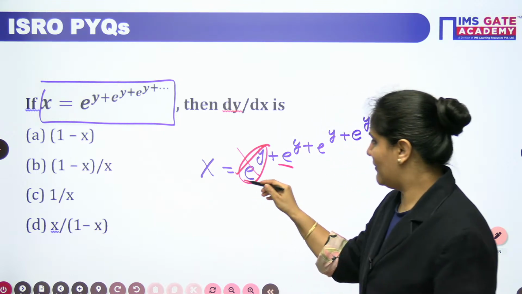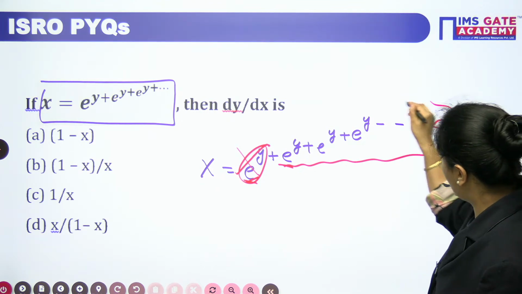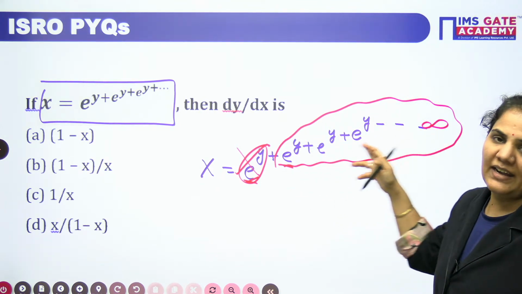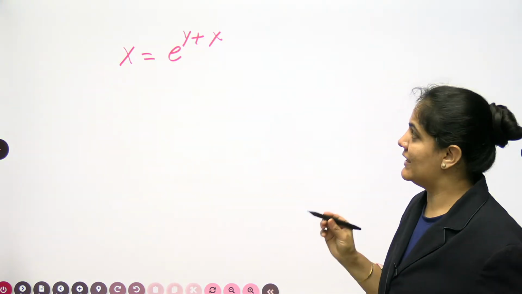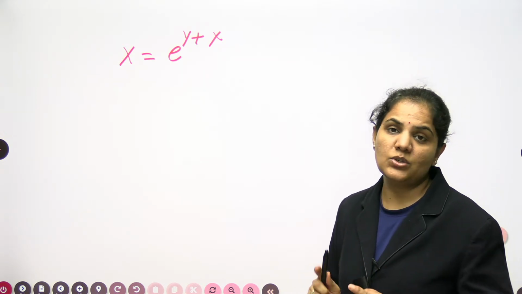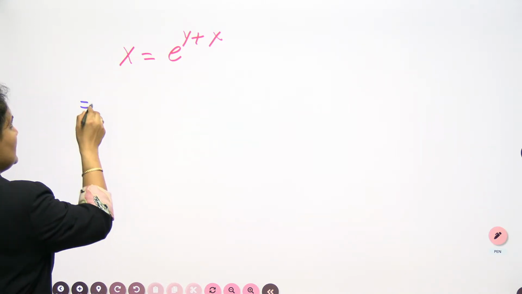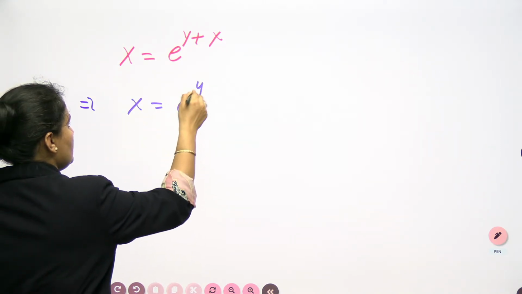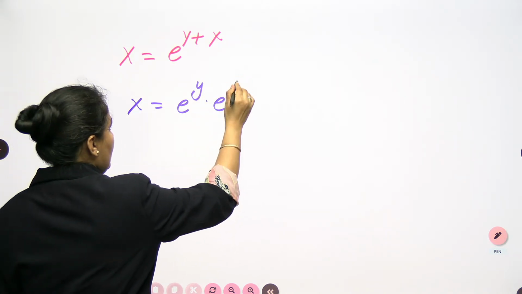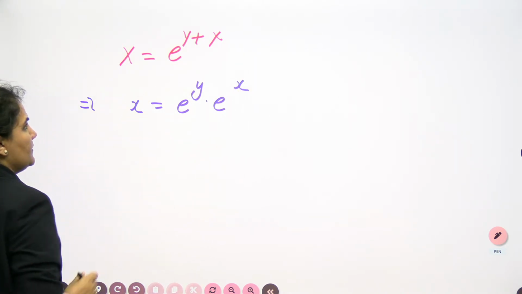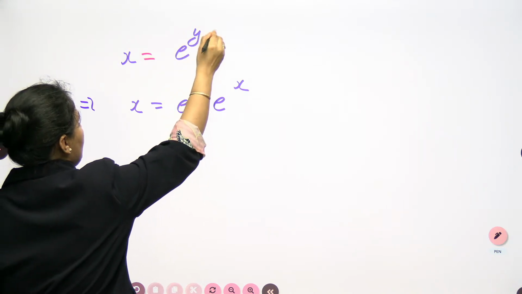I can see e power y, and at the place of all the remaining terms up to infinity I can easily put x. So my question now looks like this: x equals e to the power y plus x, and we can solve this very easily. First of all, I will open this: x equals e to the power y plus e to the power x. It does not make any difference whether I write y and x in any form, but I am writing it like this.